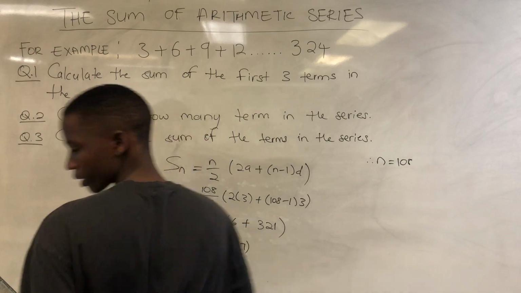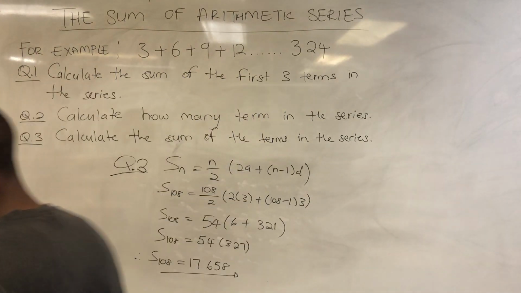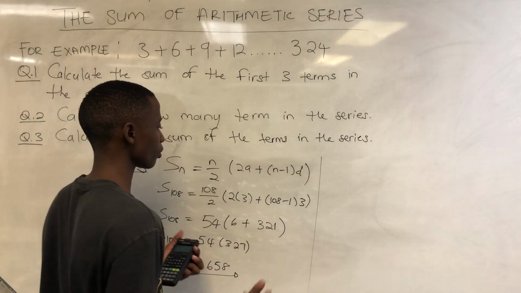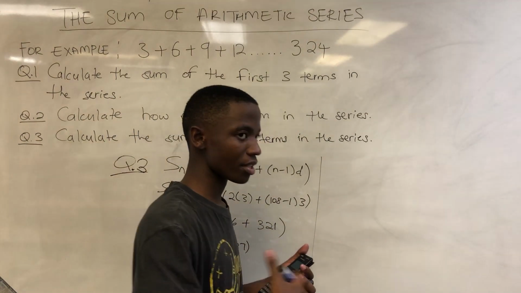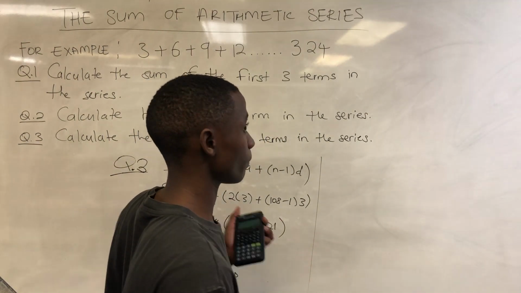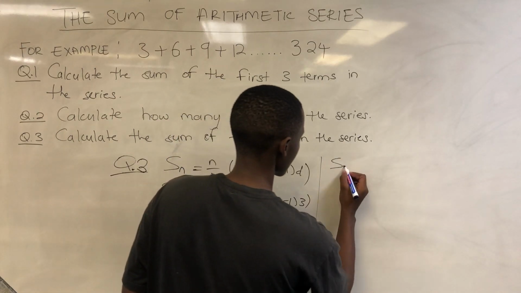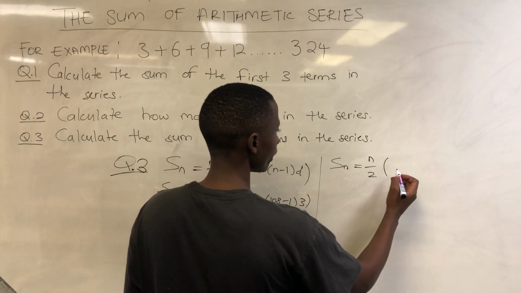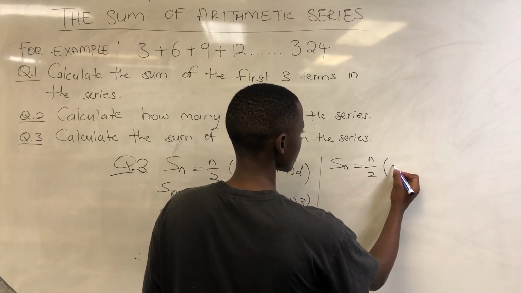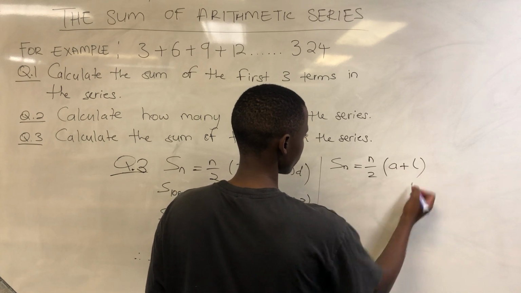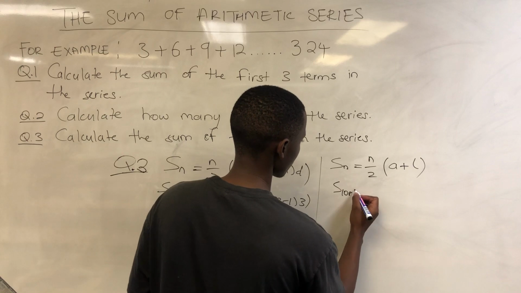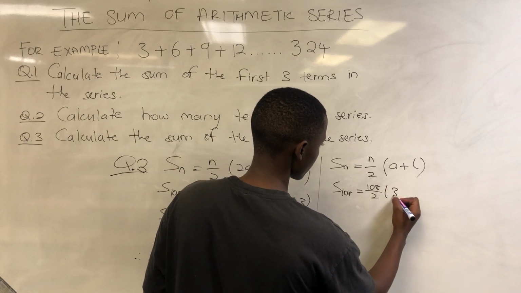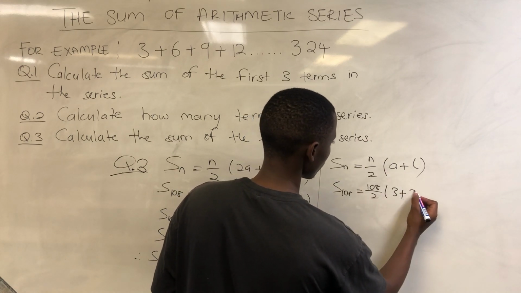There is also another way to calculate this. Since we have the last term, we only apply this formula when you calculate the sum of all the terms in the series. So Sn will be equal to n over 2 times a plus l, that is, a plus the last term. So S108 is equal to 108 divided by 2, times our a, which is 3, plus the last term, 324.